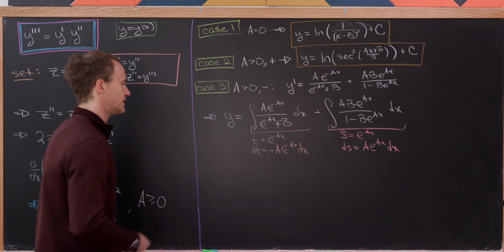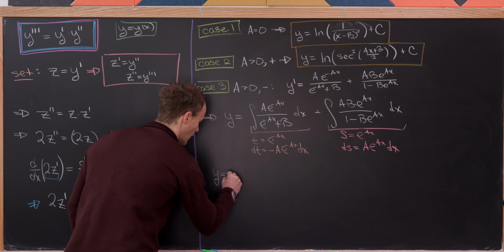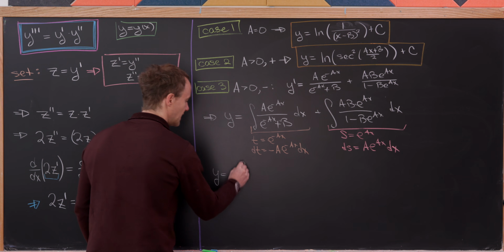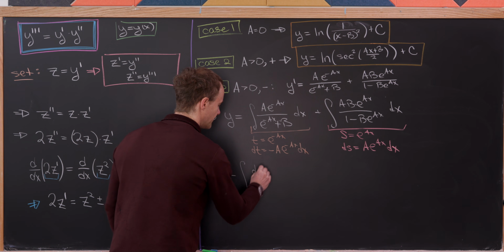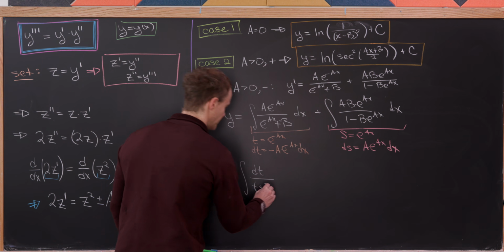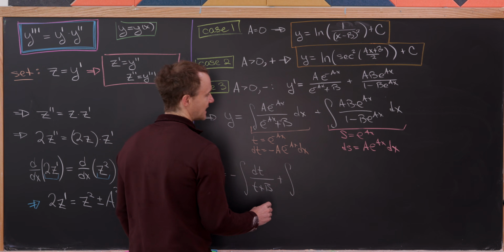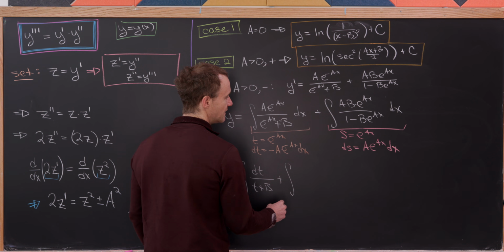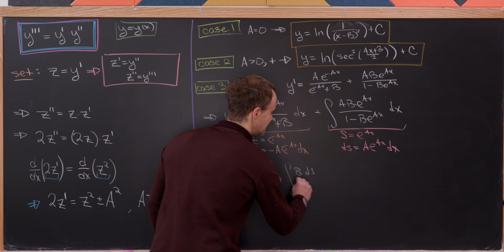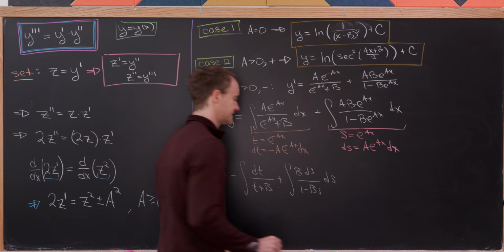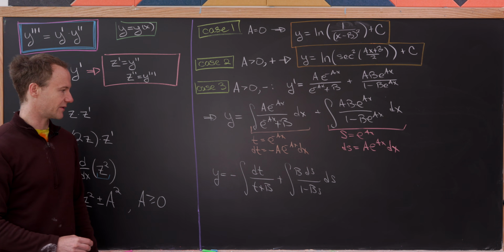Okay, great. So now I can change this out to y equals, well, I'm going to pick up a minus sign from this minus sign, and then I'll have the antiderivative of dt over, let's see, it'll be t plus b. Then let's see, I don't pick up a minus sign over there, but now I'll have the antiderivative of b times ds over 1 minus b times s. So that's kind of funny that we have b times s in the denominator there.